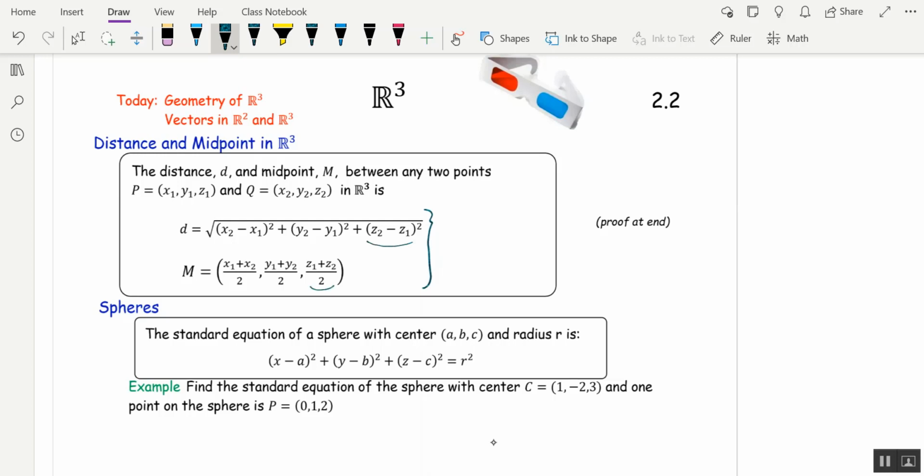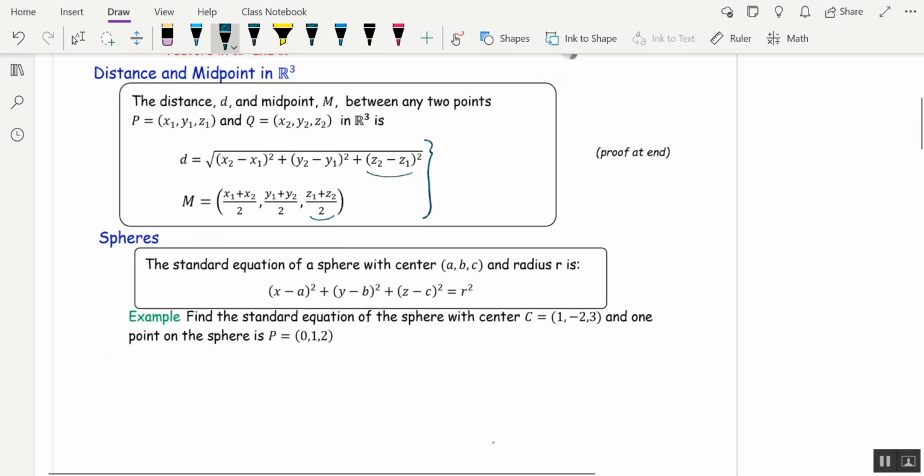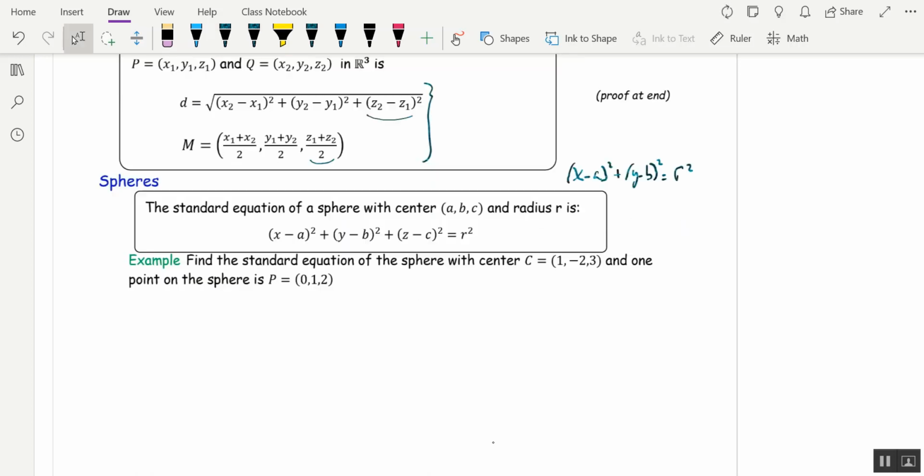Another generalization is the equation of a sphere with center (a, b, c) and radius r. That's the set of all points whose distance from (a, b, c) is r. Now that generalizes the fact that the standard equation of a circle with center (a, b) and radius r is (x minus a) squared plus (y minus b) squared equals r squared. So let's do an example that uses some of these formulas.